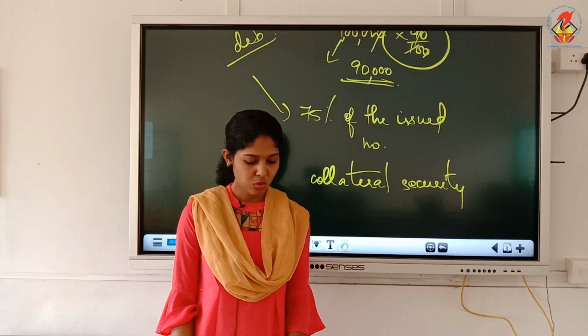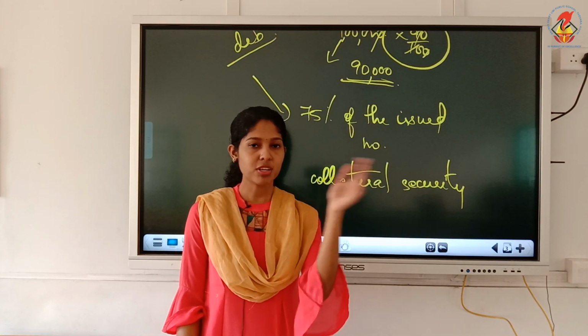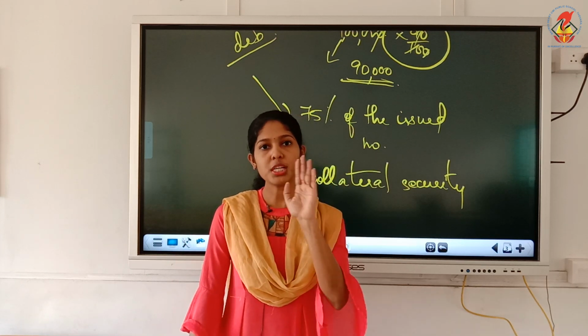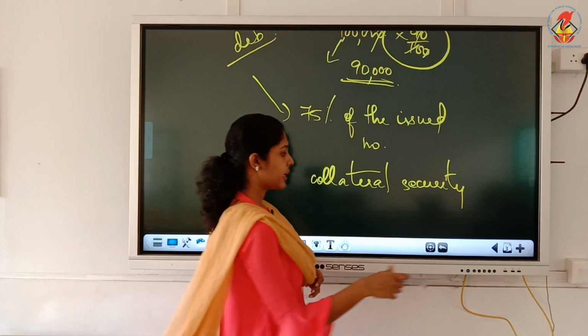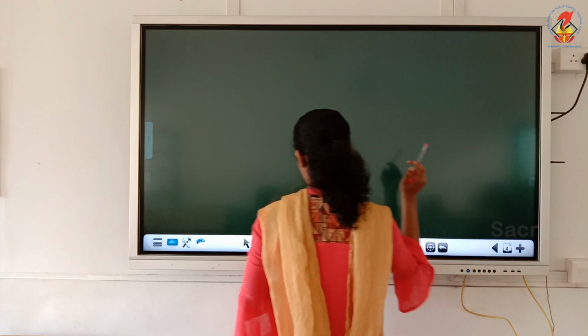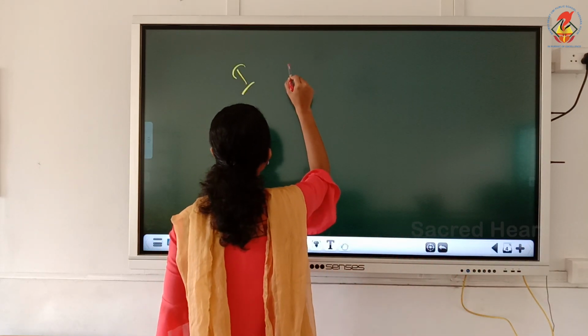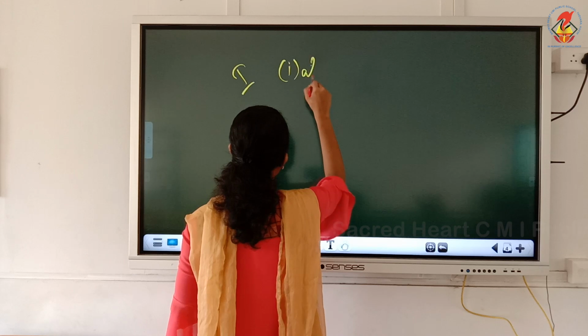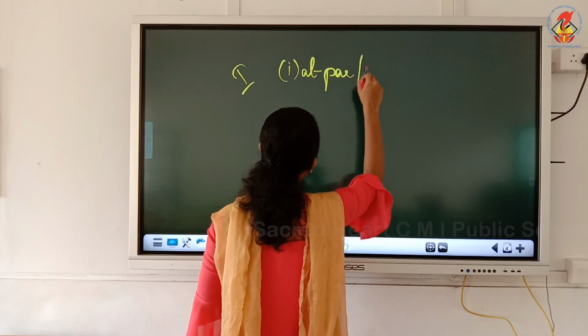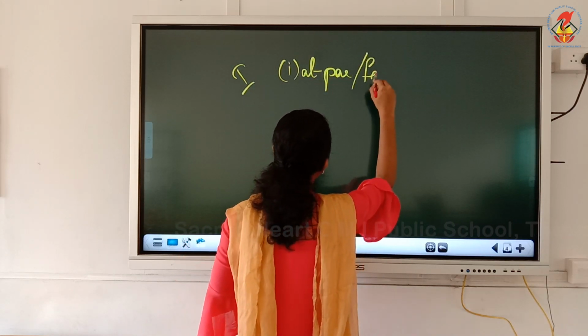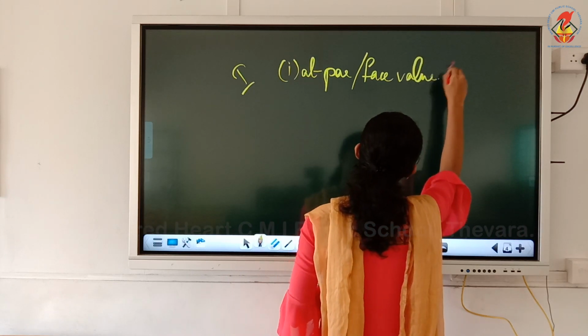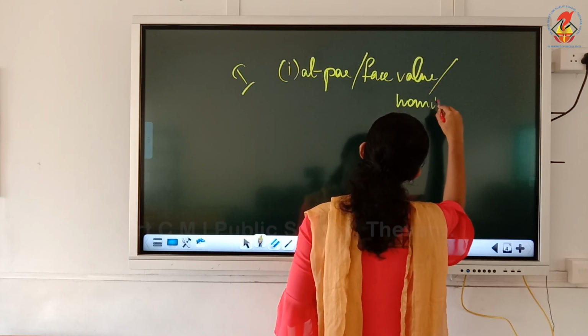Next, we'll discuss in detail the first one, issue of debentures for cash. So once again you write the heading, issue of debentures for cash. And below that we can issue at par, that you all know, at par, or it can be called at face value, or it can be called at nominal value.